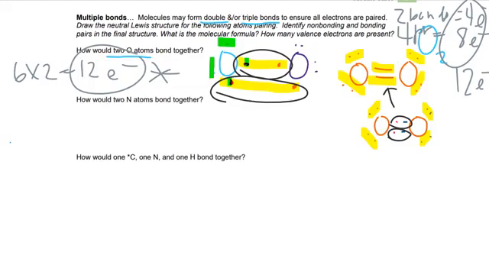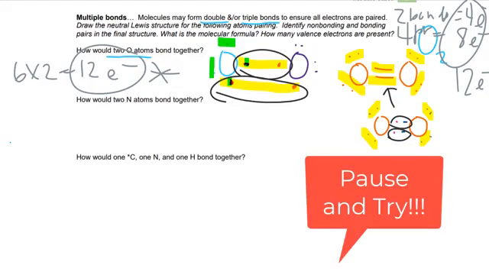So why don't you pause and see what it would look like for 2 nitrogen atoms to bond together. And again, count the non-bonding and bonding pairs. What would its formula be? Double check to see what that would look like. Then try this one. How would 1 C, 1 N, and 1 H bond together? So try those and then we'll talk about it.